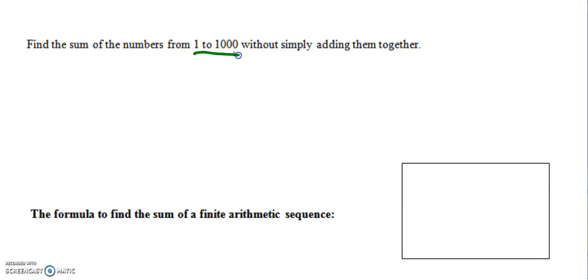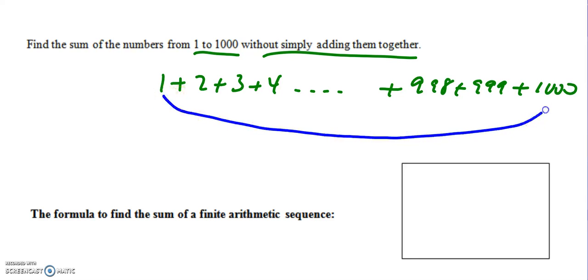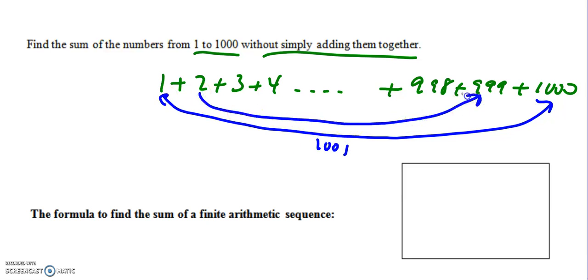Find the sum of the numbers from 1 to 1,000 without simply adding them together. So if I took 1 plus 2 plus 3 plus 4, plus 998, 999, 1,000. So this one's even more numbers. If we think about using Gauss's idea, and we take the first and the last term, that's 1,001. The second and the second to last term is also 1,001. And if there's 1,000 numbers, that means there's 500 pairs.